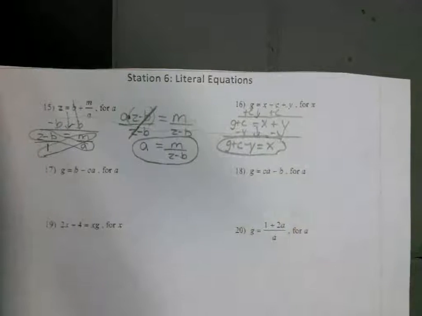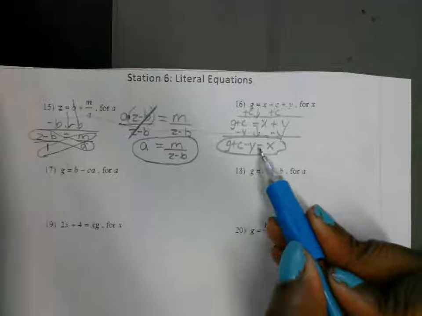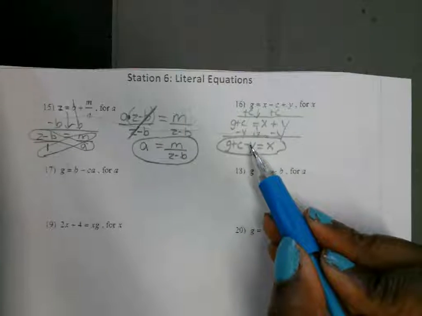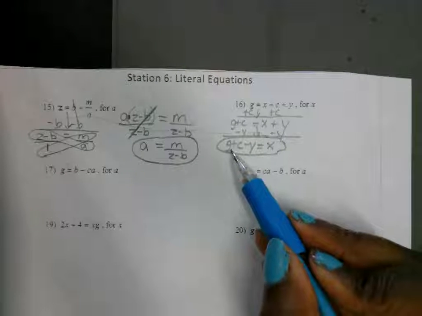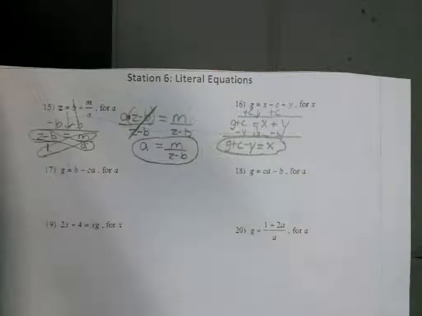Please keep in mind when you're looking for the correct answer, they may not have it in this exact order. They may have the negative Y first, then plus G plus C. Please make sure that you look at the sign to make sure that the right sign is in front of the right letter, because they'll mix it up and trick you. They might put a negative in front of the C. Well, that's wrong because it's supposed to be a plus C. Okay? All right, let's look at 17.